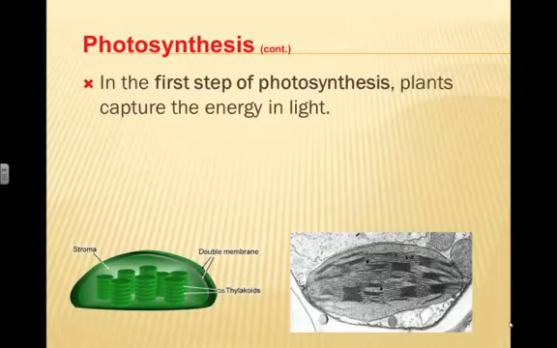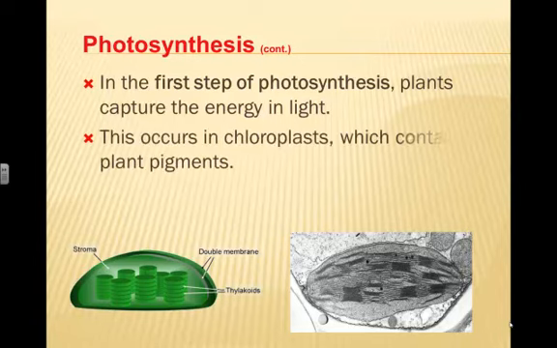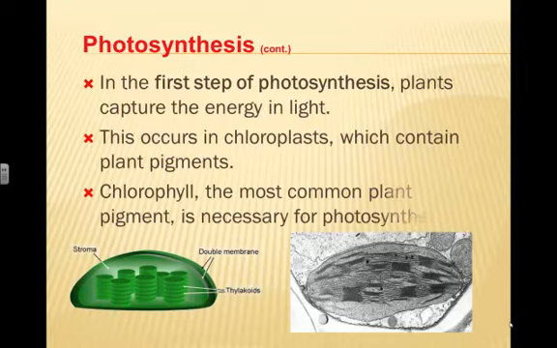Now, a new thing you need to know is that the first step of photosynthesis is where the plants are capturing the light, the energy from the light. And it occurs in the chloroplasts, which are one type of plastid that contains a plant pigment. And a chloroplast is named after the pigment chlorophyll that it is holding. So chlorophyll is the most common plant pigment, and it is necessary. It's got to have it. All the other colors are absorbing light and then giving it to the chlorophyll.